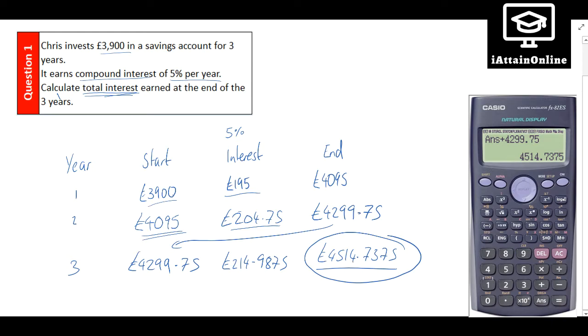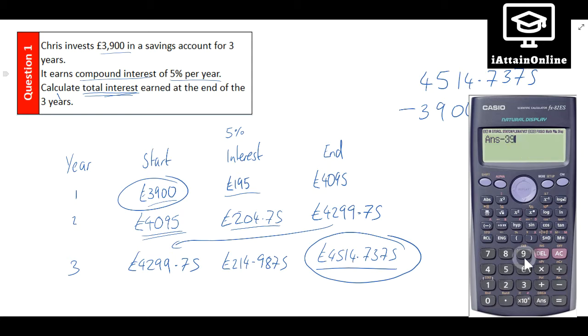The interest is how much extra money he's got on top of the 3,900 that he originally put in. So we're now going to do 4,514.7375, and we're going to take away from that 3,900. So I'm going to use my calculator. That's still in my calculator from the last time. So 3,900 was the original investment. So his total interest, let's get rid of the calculator now so you can see what I'm doing.